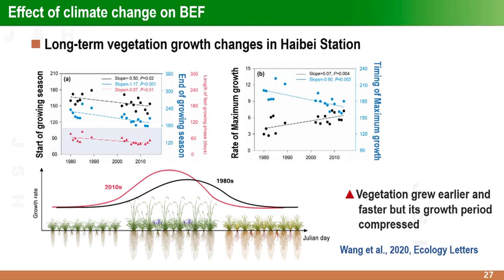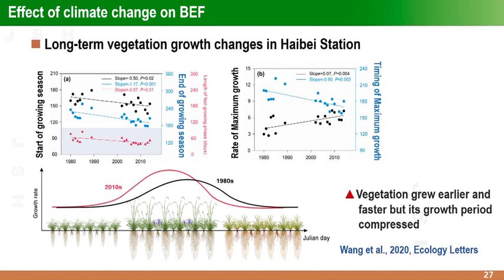In addition, for the long-term vegetation change, we observed a change in the vegetation growth. We can see the start of the growing season started earlier. The end of the growing season is also earlier, and the ending is faster than the start of the growing season. As a result, the rapid growing period is short. In addition, for the maximum growth rate, we observed the maximum growth rate increased, but the maximum growth period is shorter. That is, vegetation grew earlier and faster, but the growth period compressed.